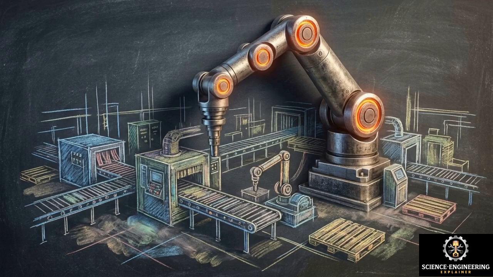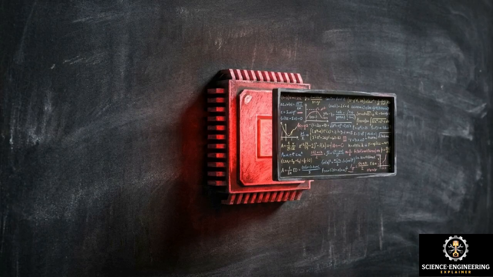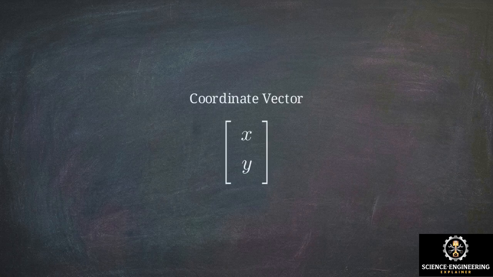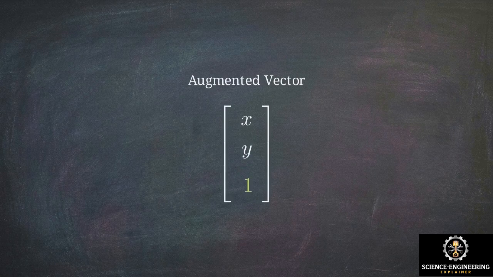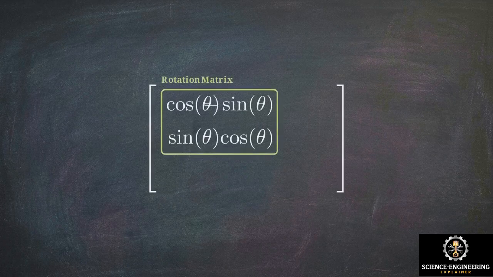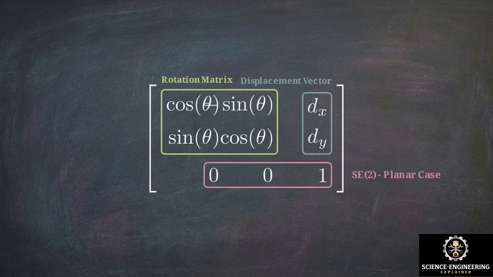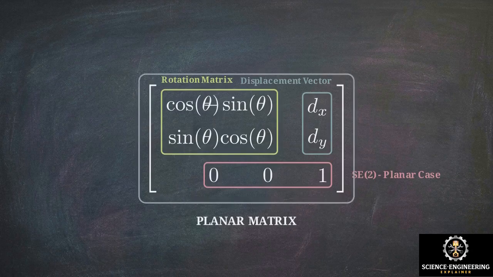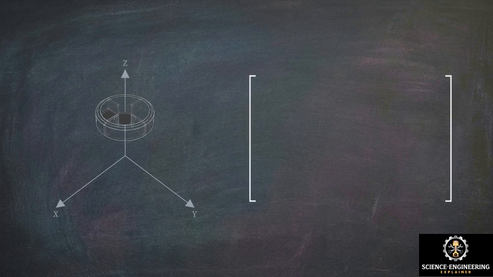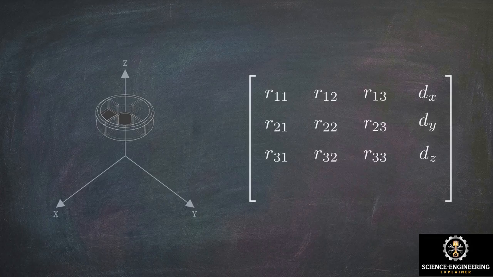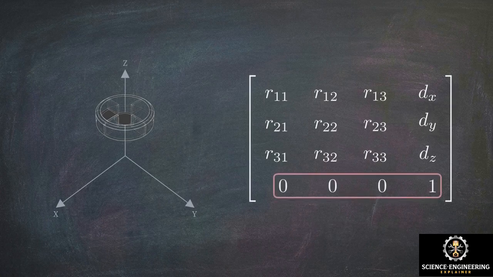The solution is the Homogeneous Transformation matrix. By appending a 1 to the end of our coordinate vectors, we can package both the rotation matrix and the displacement vector into a single, unified grid. The bottom row absorbs the extra variable, creating a 3x3 mathematical structure known as the Special Euclidean Group, or SE2, which is used for planar robotic cases. For complex spatial reasoning in 3 dimensions, the exact same logic applies, scaling up to an SE3 group represented by a 4x4 matrix. Packaging rotation and translation into one matrix eliminates the addition step entirely.